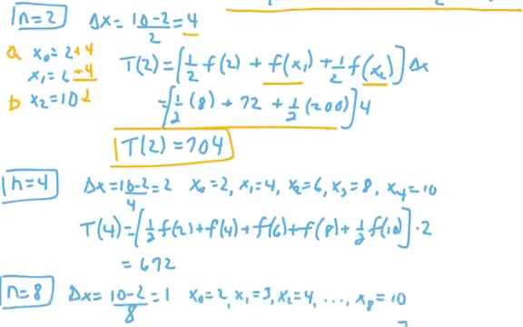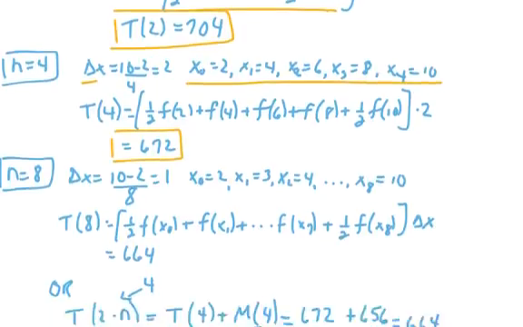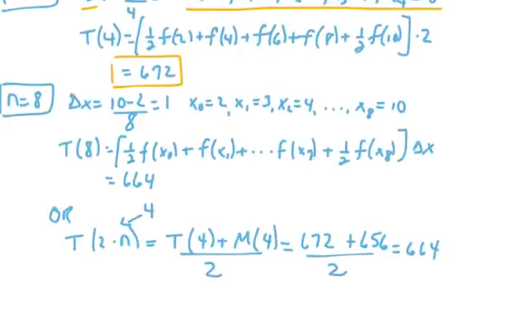704. If you want to use 4 trapezoids, same process. Compute your delta x, find all your x sub zeros, right? X of 1, 2, 3, and 4 in this case, because you've got 4 subintervals, and then plug into your trapezoid rule, and you get T of 4 equaling 672. And then n of 8, you go through the same process, delta x, right? You get the idea, hopefully. And T of 8 is equal to 264.